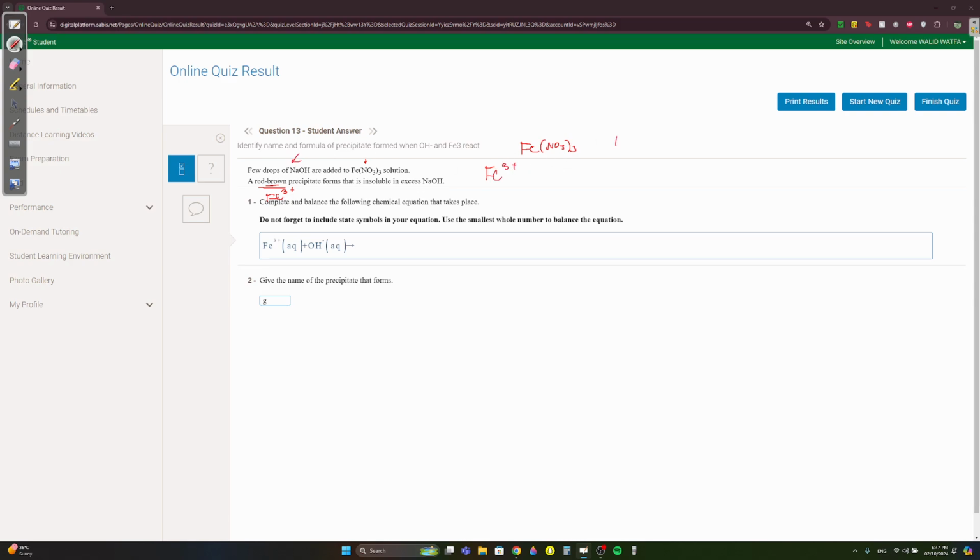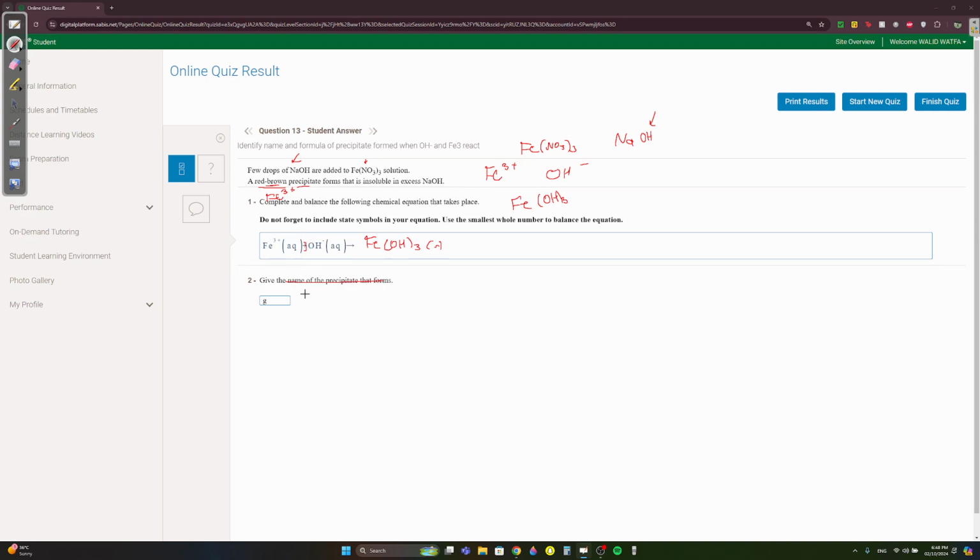What is it reacting with? NaOH. What do we react with? Of course the OH. I always told you, when you're reacting with OH, it's OH minus. So what's the product going to be? You crisscross and you get FeOH3. So you write it down here: FeOH3. What's its state? Of course it's a precipitate, so solid. And balance, you put a 3 here.